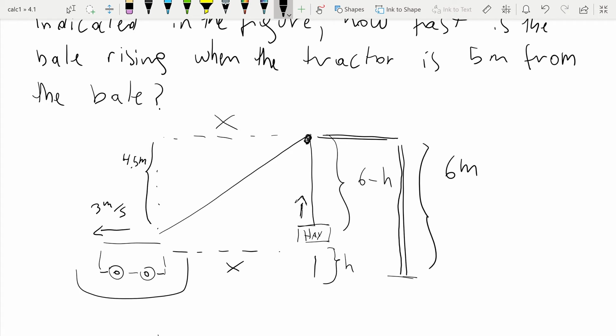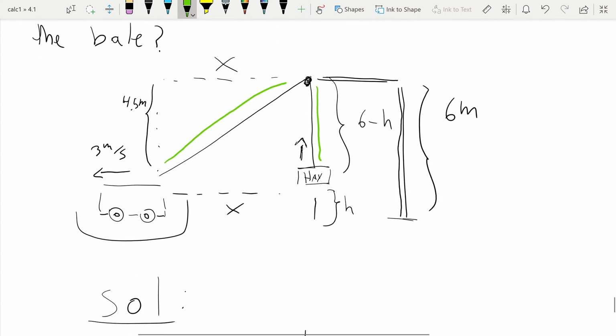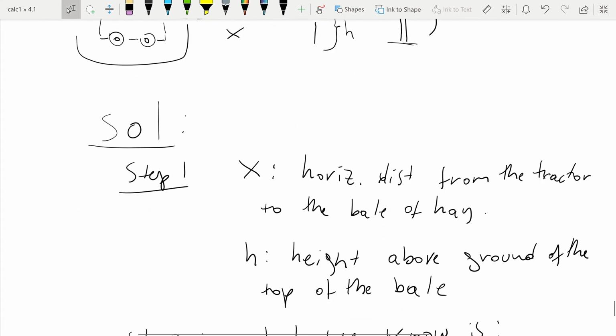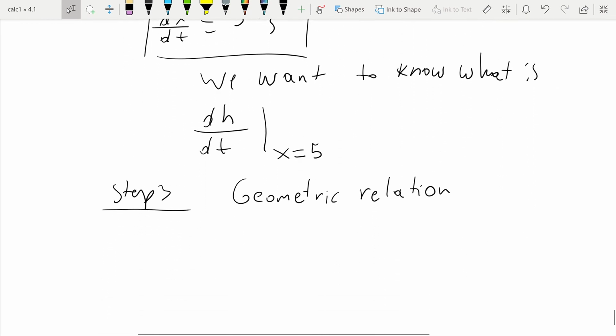And as such, this total length here, let me just pick a different color. Maybe blue, or maybe green. Okay, so this quantity plus this quantity here is going to be constant for all time. Right, so the total length of the rope. So we know what the geometric relation is.